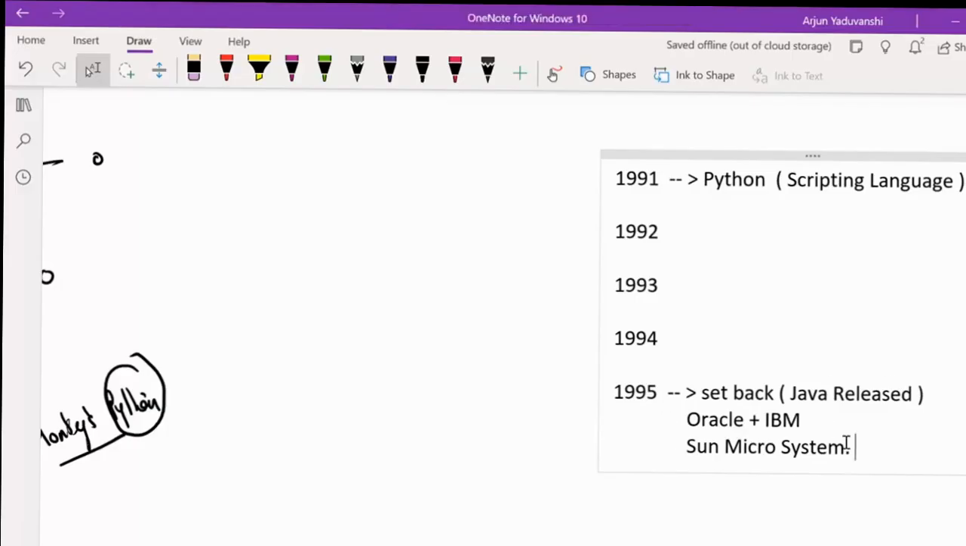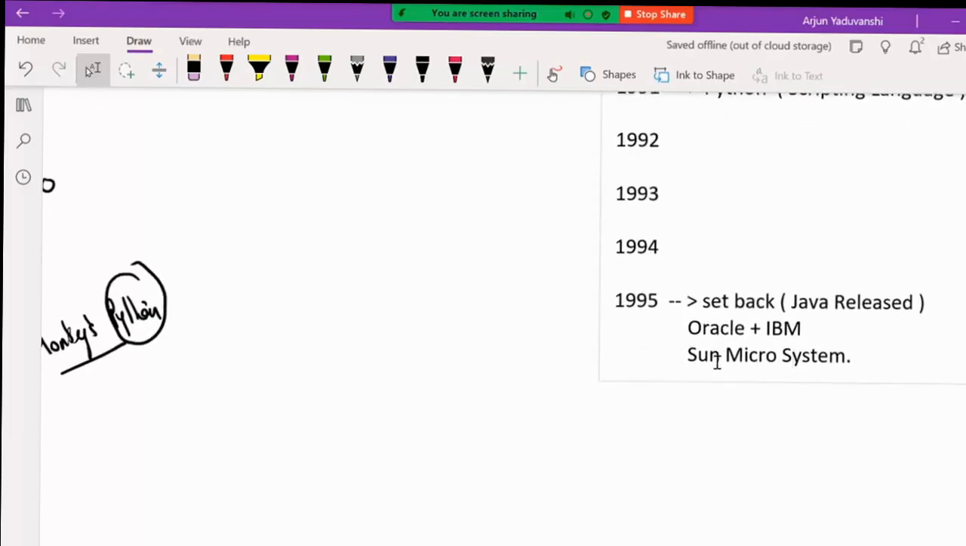Once they released Java in 1995, they immediately started making statements that Java is one of the best languages, which is open source, and all our projects will be running on Java. With these statements, everyone was attracted towards Java. And Java was not a scripting language, it was a full-fledged language. Because of Java, there was a lot of setback for Python. Then Python somehow managed it in 2000.